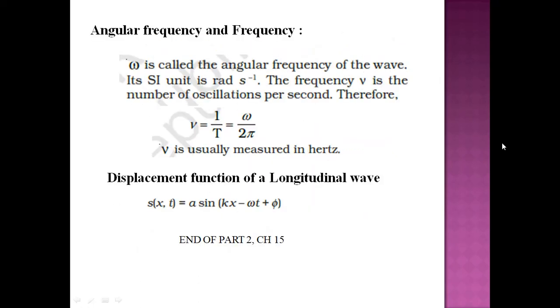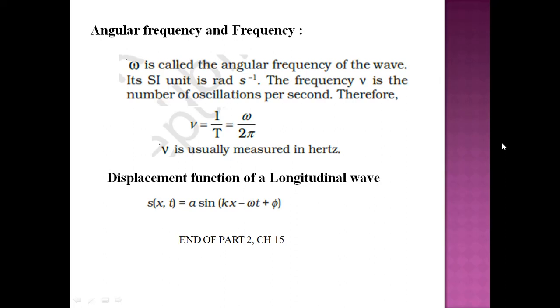Now omega is called the angular frequency of the wave. Its SI unit is radian per second, and nu represents the frequency of the wave. Frequency is defined as the number of oscillations per second, or nu equal to 1 by T, which is equal to omega by 2 pi, and nu is measured in hertz. Now, that much for transverse waves.